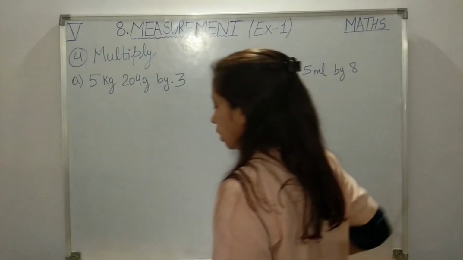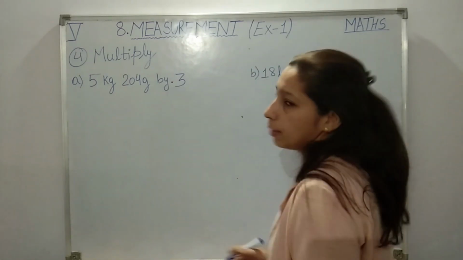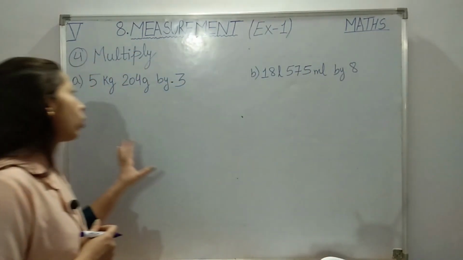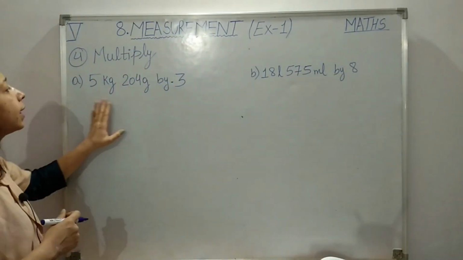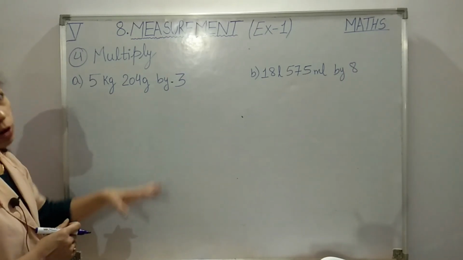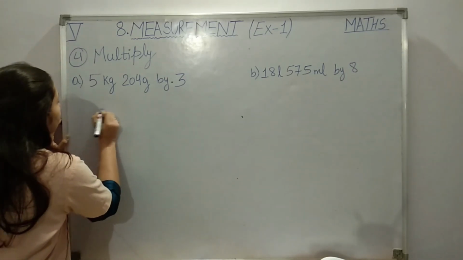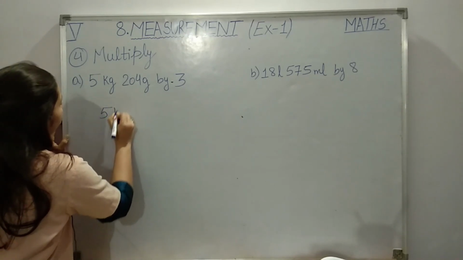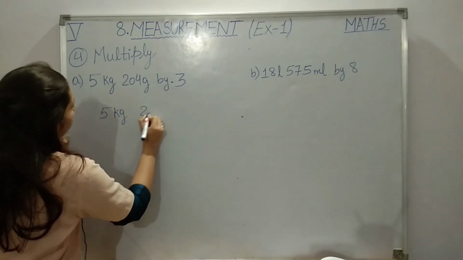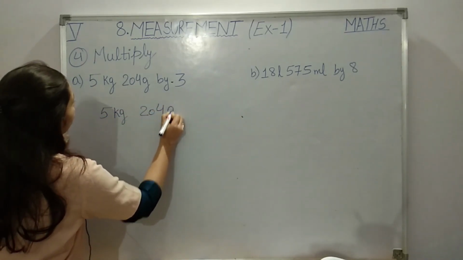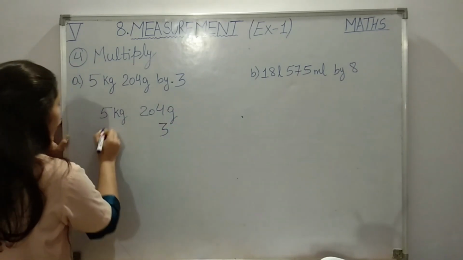So students, question number 4 is multiplication. Multiply the following measures. Questions I have already written. Again kg and gram. If you want, you can make columns, or we can simply write it like this and solve. So 5 kg 204 grams. Multiplication you know, in the same manner you are going to multiply this.